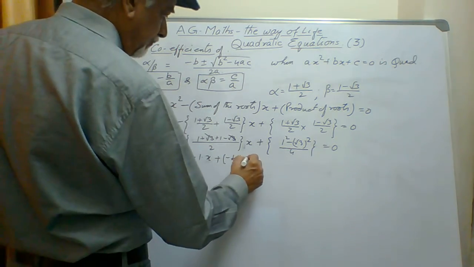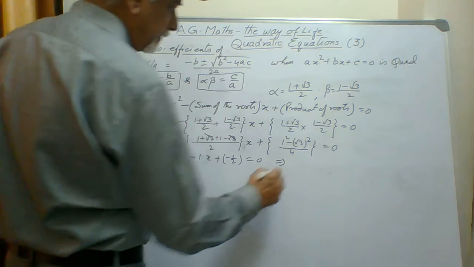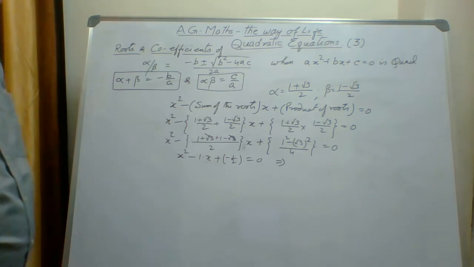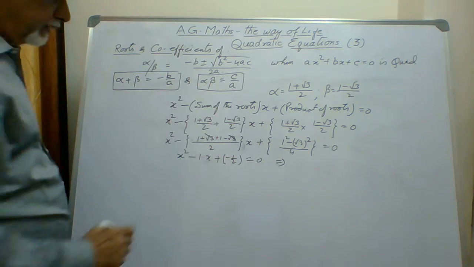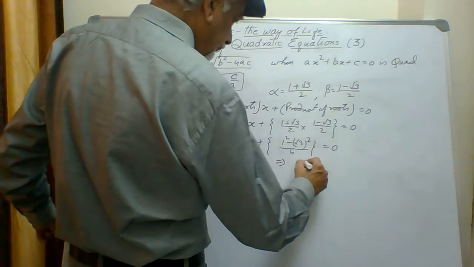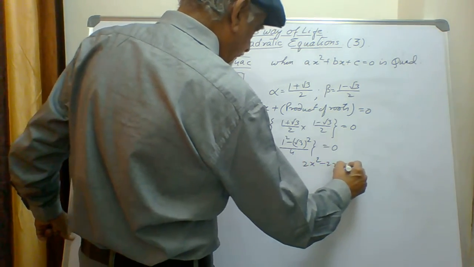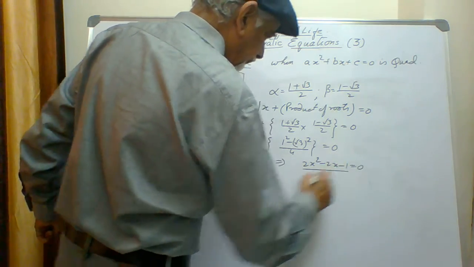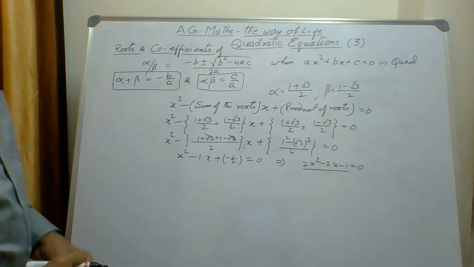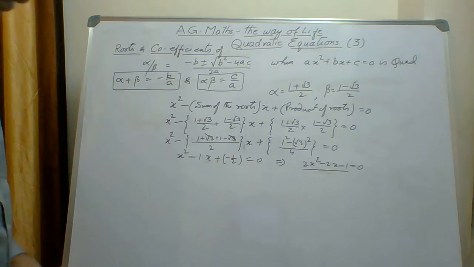Plus minus of half is 0, or we can say multiply both sides by 2 and you get the answer as 2x² minus 2x minus 1 is equal to 0. That is the required equation.